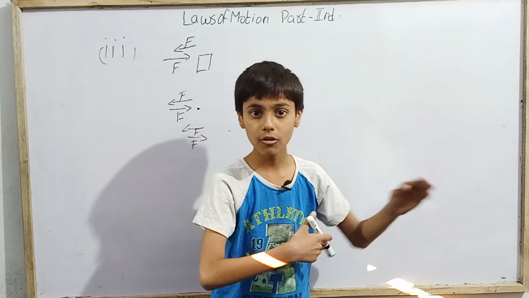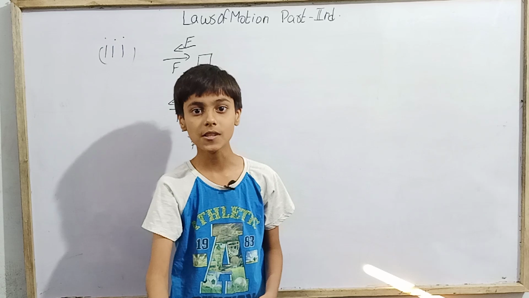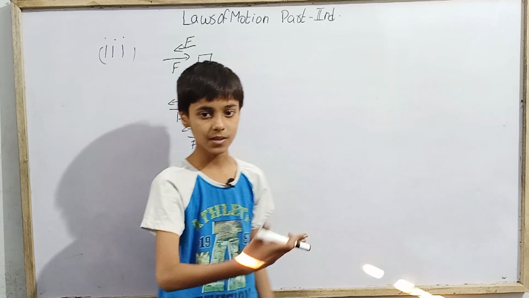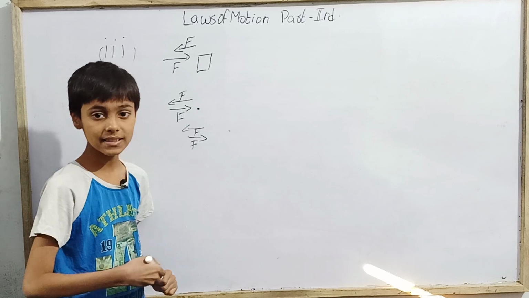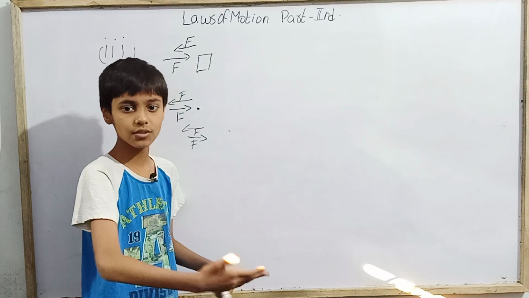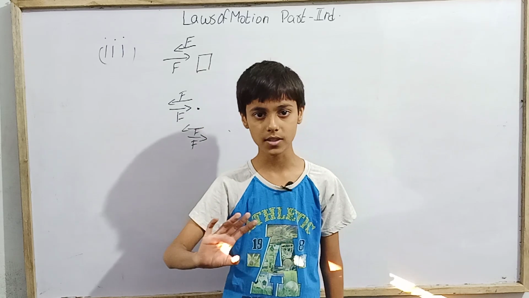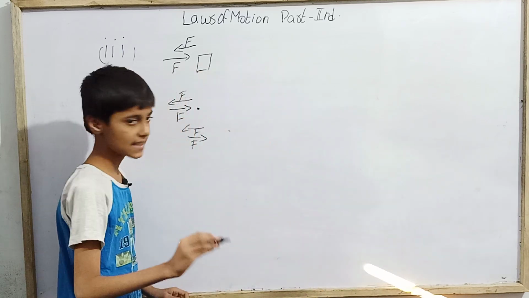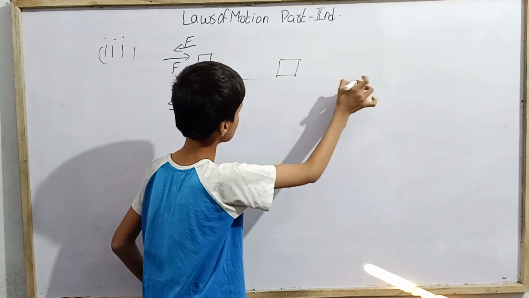If we are pressing on a wall, then the wall will also press us with the same force, but the direction of both forces will be opposite. If we want, we can also expand Newton's third law of motion by saying that in all cases it is not possible. For example, let us take that I am putting a block over a surface.